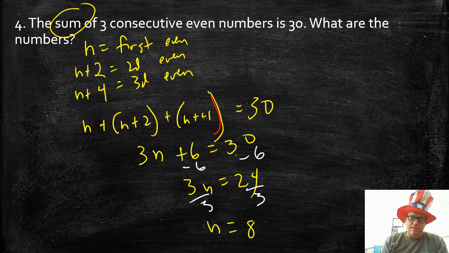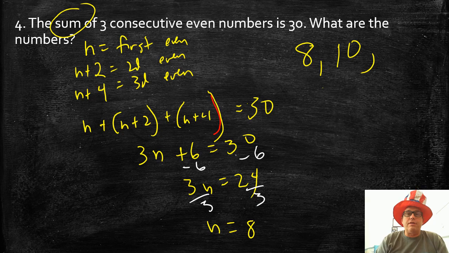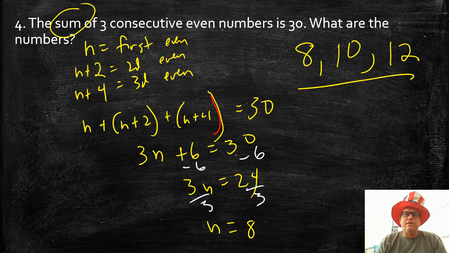n equals 8. The question says, what are the numbers? What is n? What have we found? n is just the first even number. What's the second even number? n plus 2 is 10. And what's the third even number? 8 plus 4 is 12. That's our answer. What are the numbers? We were looking for 3 numbers. Those are our 3 consecutive even numbers.